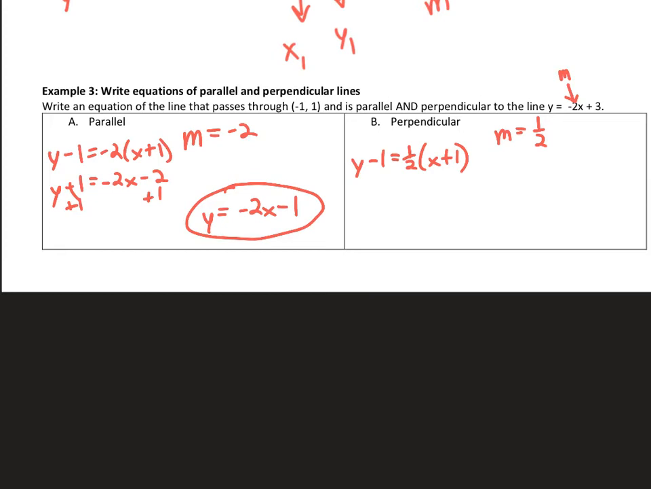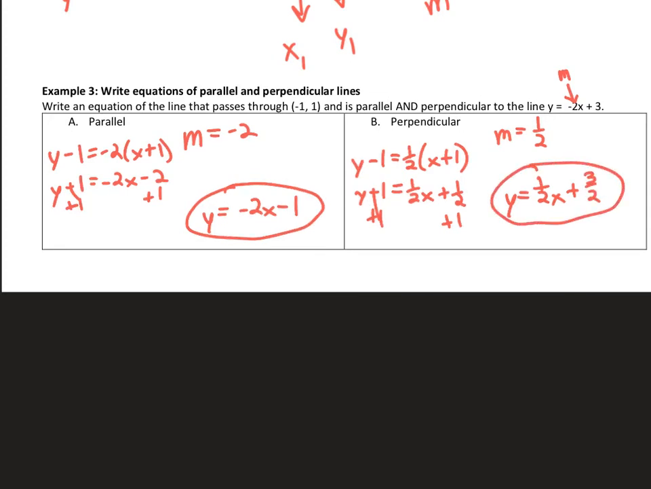So to solve this one for slope-intercept form, I would distribute first. This would be 1/2 x plus 1/2. And then to solve it for y, I would just add 1 to both sides. So y equals 1/2 x plus, and you could do this either way. You could write 1 1/2, or you could write 3/2, and I'm okay with either. If you wanted to convert it to decimals, I guess that's okay, but I just want to make sure that you know how to convert this over to slope-intercept form once we've got point-slope form.